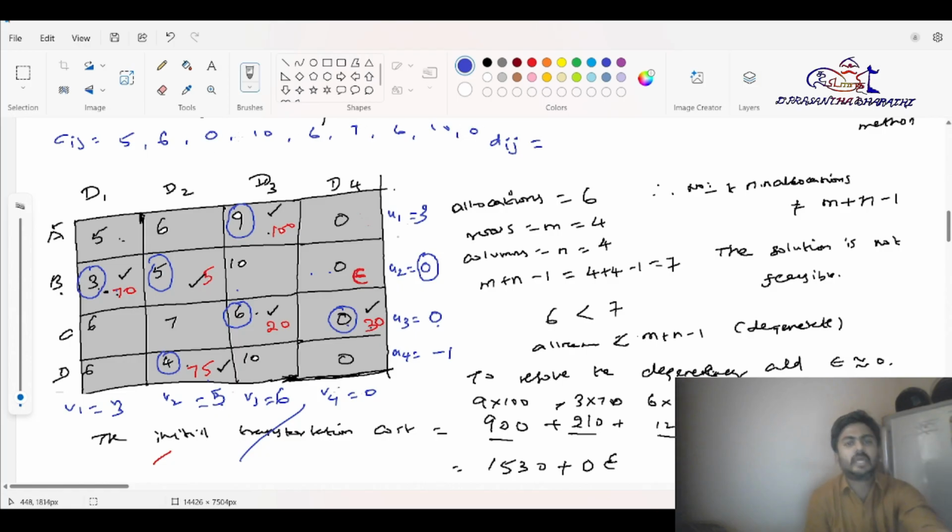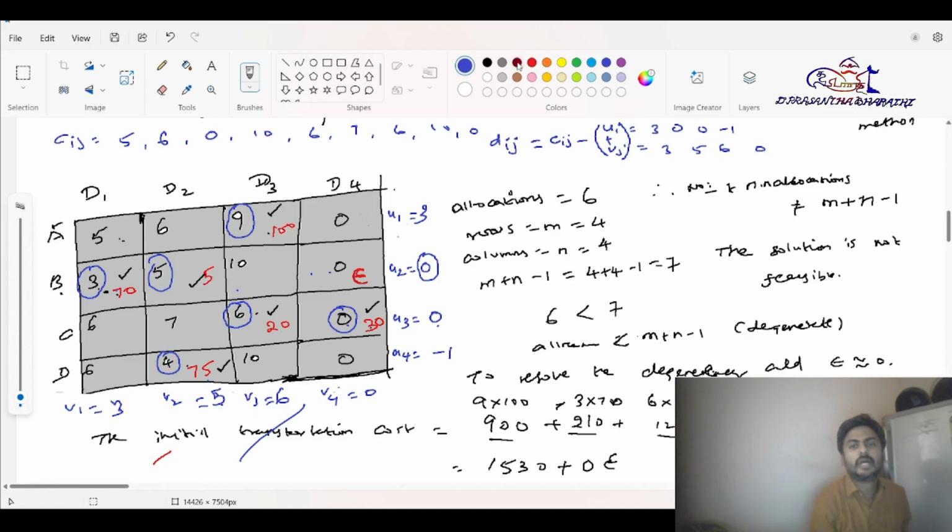And uij is ui plus vj. You have ui equal to 3, 0, 0, minus 1, then vj equal to 3, 5, 6, then 0. The concept here is you have to find dij such that dij equals Cij minus (ui plus vj).